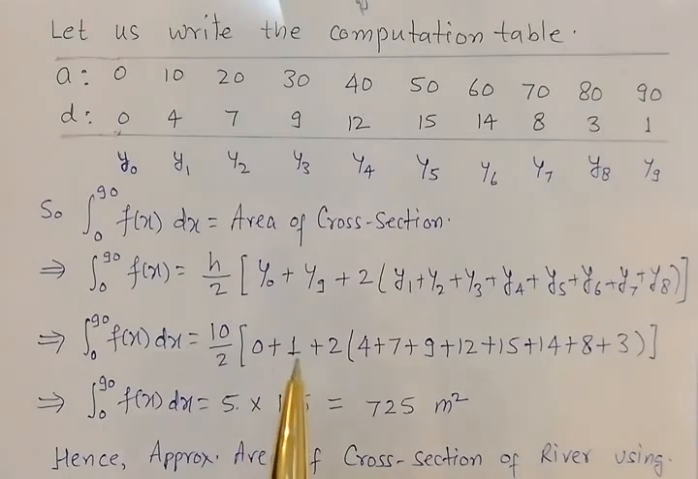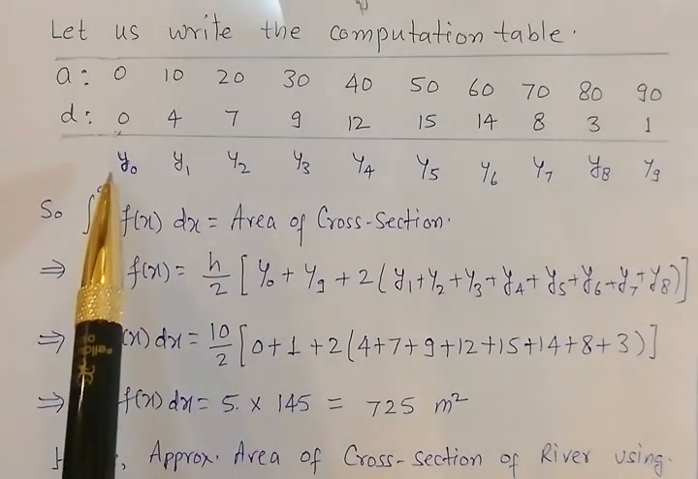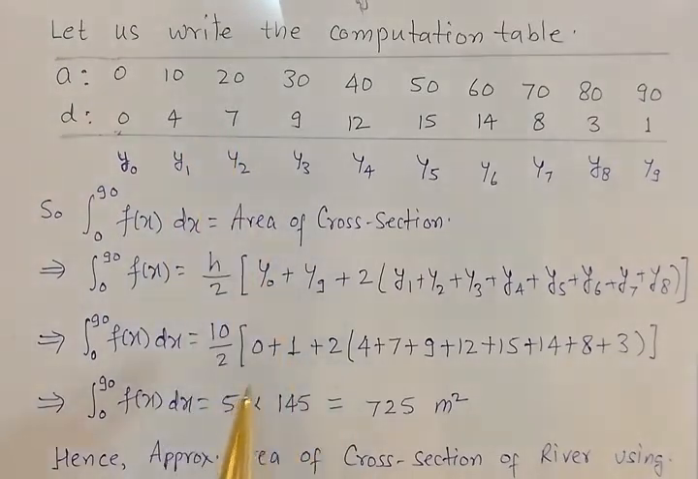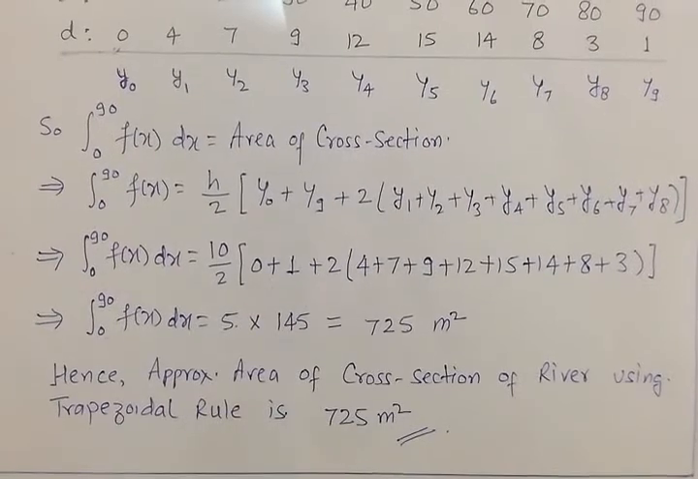Now we will substitute the values here. What is y0? You can see y0 is equal to 0, y1 is equal to 4, y2 is equal to 7. All these values are substituted here and calculated. So the final answer has come: 725 meter square. Hence the approximate area of cross section of the river using the trapezoidal rule is 725 square meters. This is the way we have to apply the trapezoidal rule when the computation table is given.